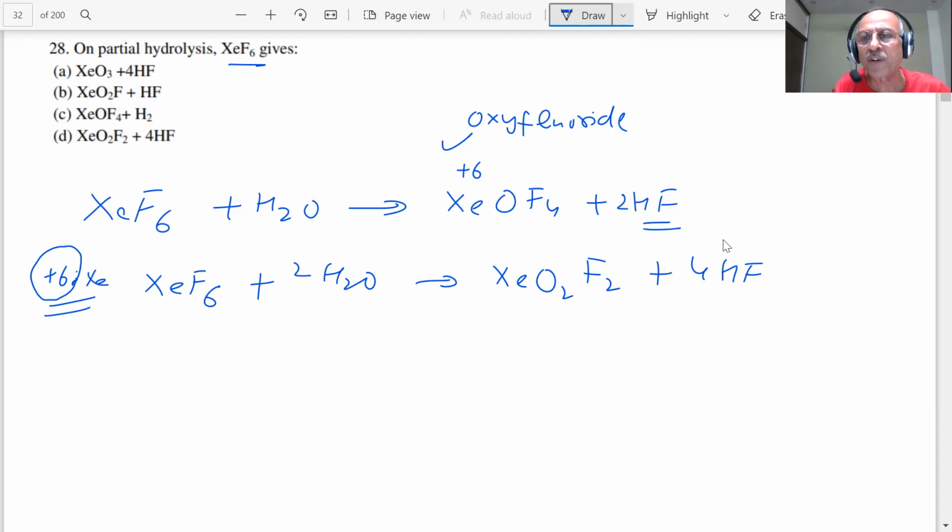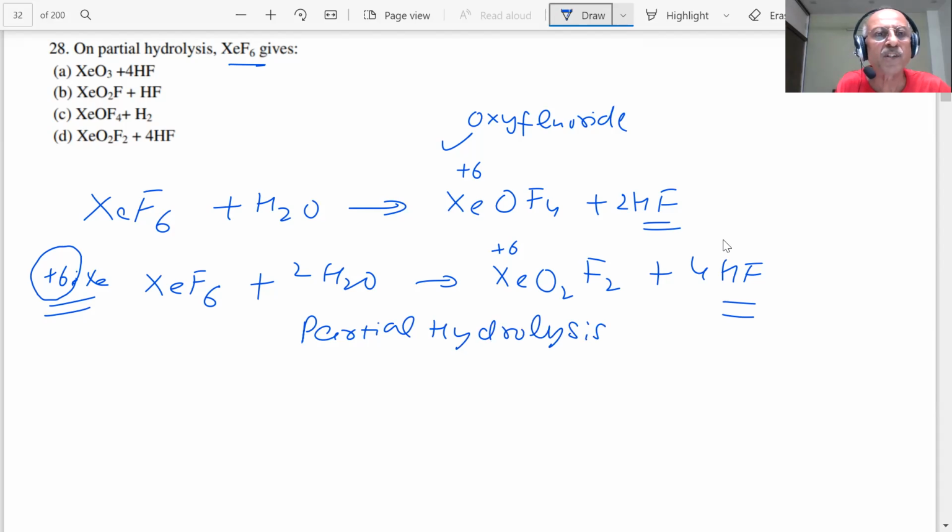In both the cases, you see 4 hydrogen fluoride is formed. Xenon is again being oxidized to +6 oxidation state: -2, -4, -2, -6. So xenon is still in +6 oxidation state. Now you see the products which we have for the partial hydrolysis of xenon hexafluoride. Oxyfluorides are being formed, and hydrogen fluoride is always a product. Remember that. This is a way to remember it.